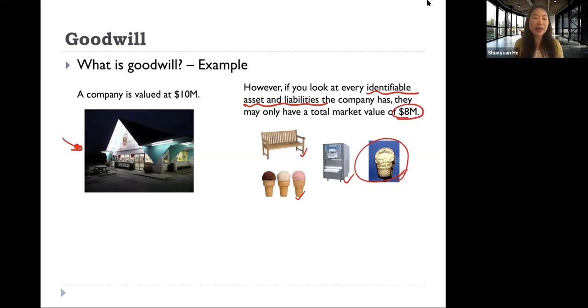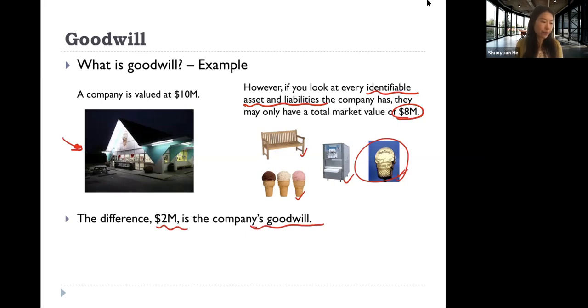So you identify everything the firm has. You put a fair value on those assets and liabilities, and then you add them up. So you take all of the assets minus the fair value of all of its liabilities, and it only gives you $8 million. However, someone is willing to pay $10 million to acquire this ice cream shop. So the difference, this $2 million, that is called the goodwill.